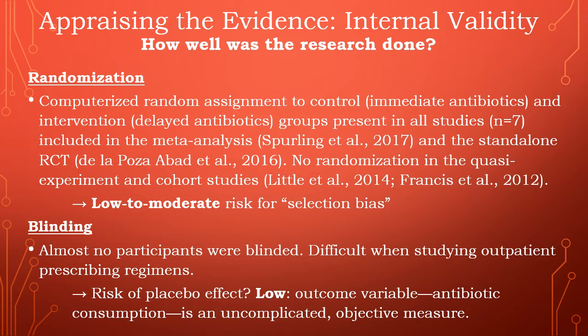So, what I encountered in the 4 studies that I analyzed was that randomization via a computerized random number generator was carried out in all of the studies in the meta-analysis, as well as the study by De La Posa Abad et al. in 2016. That's the randomized controlled trial. There was no randomization, unsurprisingly, in the quasi-experiment and the cohort study. So overall, there's a relatively low to moderate risk for selection bias due to a lack of randomization.